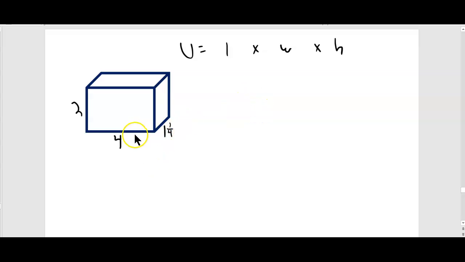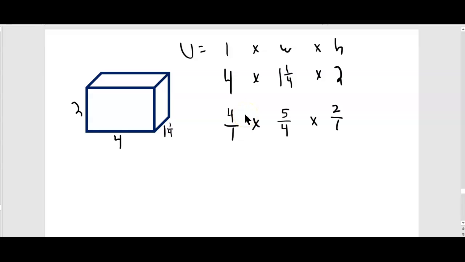So let's find the volume of this. I'm going to show you a trick to make it easier. There's a few things you could do here. What did I do in this case? I put everything over 1. In this case, 4 over 1, 5 over 4. How did I get that? You take the 4 times the 1, and then you add the 1 on top. That's where the 5 comes from, and the 4 stays the same on the bottom. So that's where all that happens.